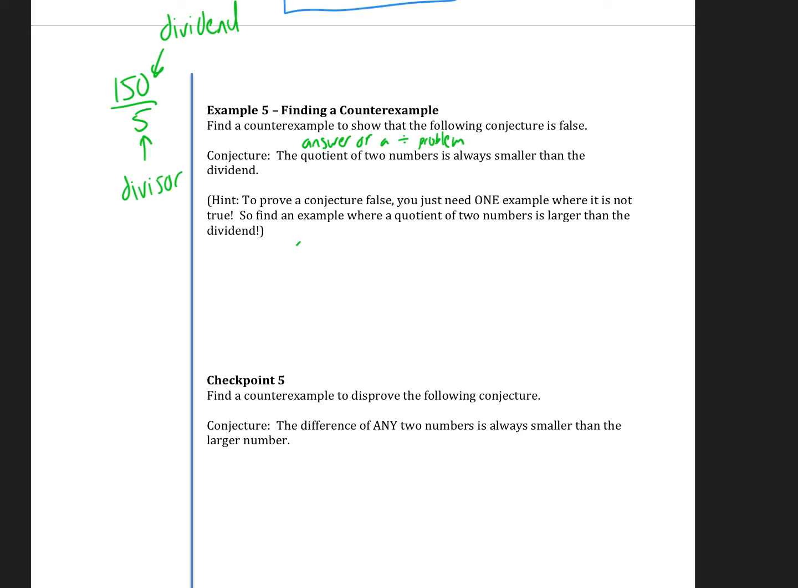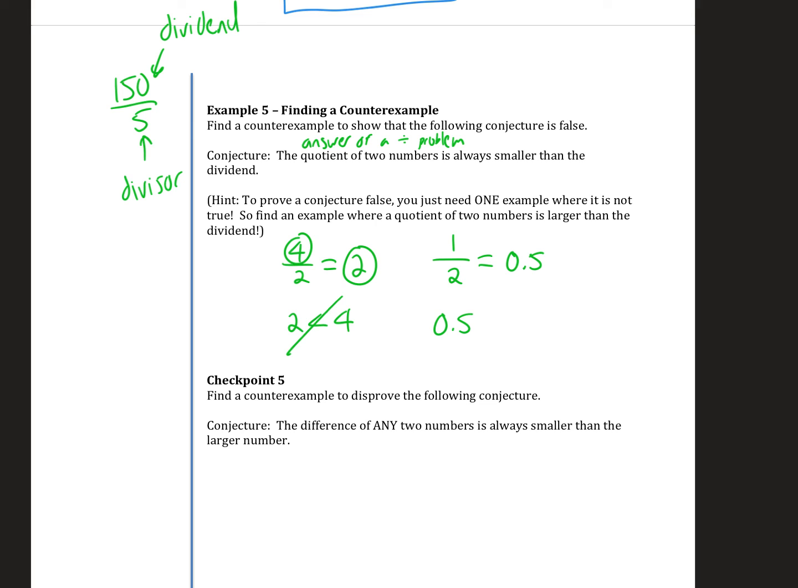Let's try, what's 4 divided by 2? That is 2. Well, 2 is less than 4, so this doesn't work. So what can we do to write an example that's going to make the number on top smaller than this number here? What can we do here? Well, let's try 1 divided by 2. What's 1 divided by 2? Well, that's 0.5.